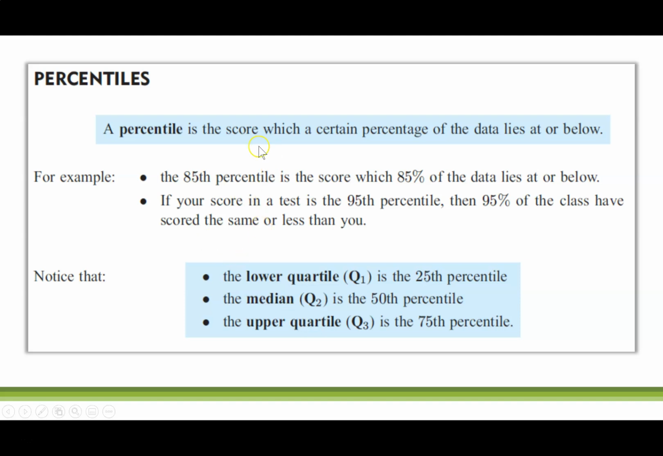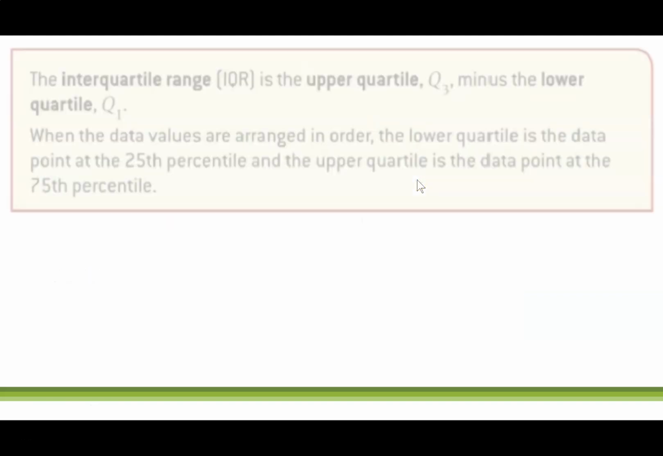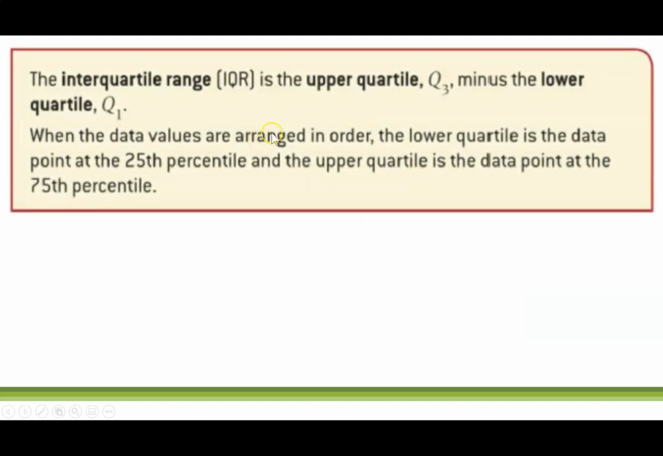Those aren't the only percentiles. You can go any percent you want. For example, you could be at the 85th percentile score, meaning you're 85% away from the bottom or 15% from the top. And the calculator is going to do that for us too.